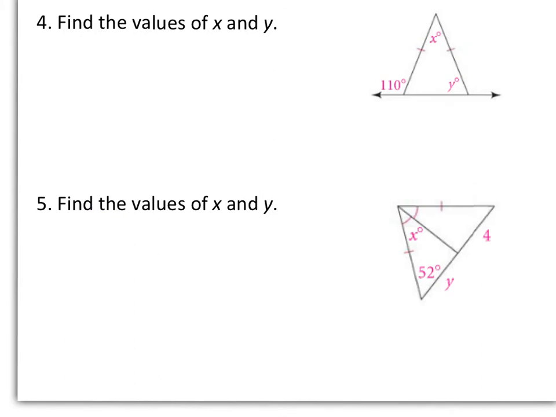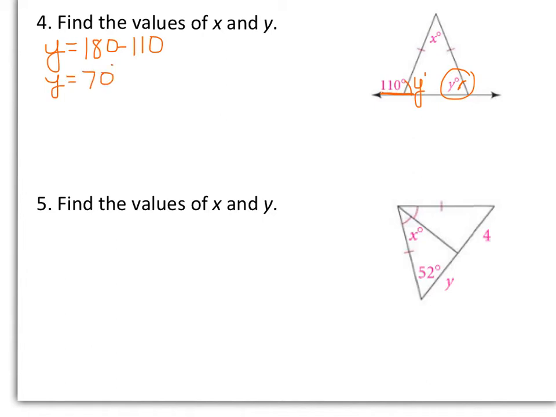Okay, in number 4, we want to find the values of X and Y. And we see we have an isosceles triangle in number 4. So if my two sides are congruent, then my two base angles are going to be congruent. So if this angle is Y, then this angle is also Y. Those two are congruent. You notice 110 and Y are supplementary angles. So to find Y, I can take 180 minus 110, and we get that Y is 70 degrees.